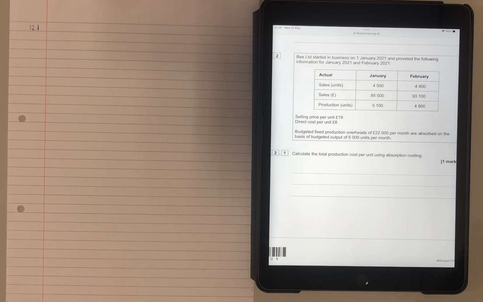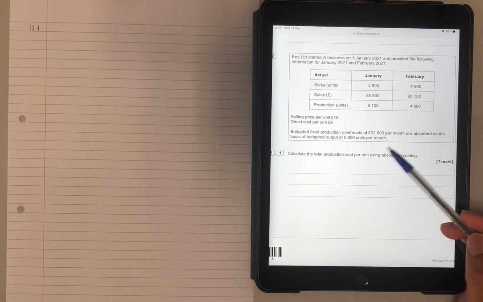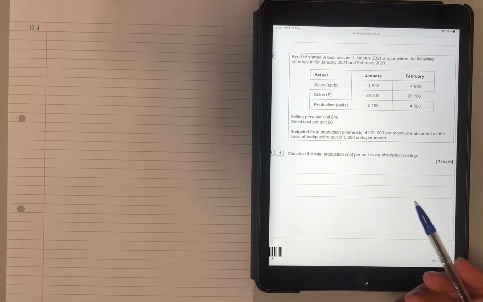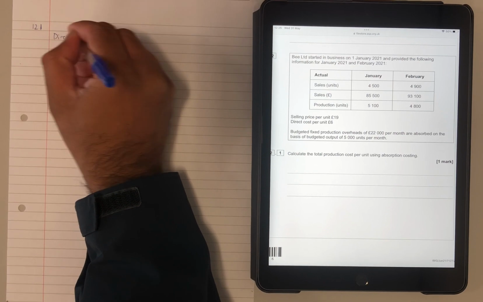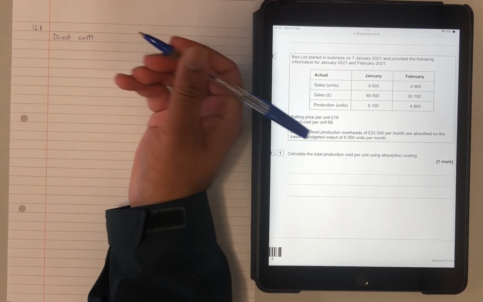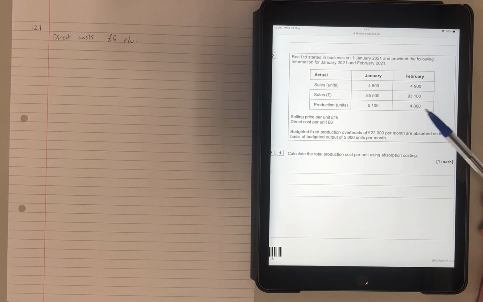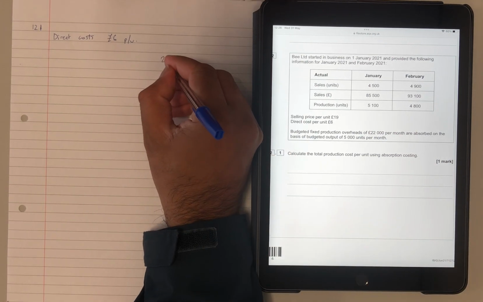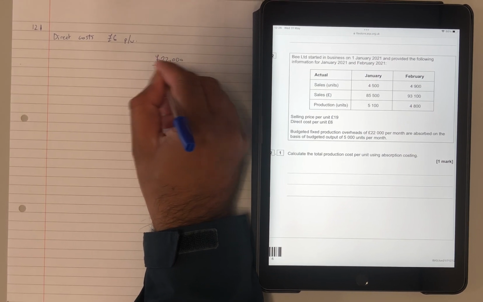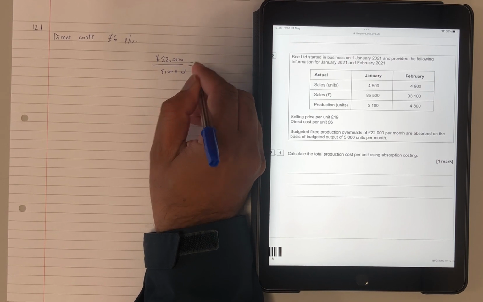Okay, 12.1. Now for this question, it's 1 mark, so there's not a lot to do really. You just go straight into the question and read it, and it says calculate the production cost. Well, if you're going to produce something, you have direct costs, and they are £6 a unit. And then you have overheads, 22,000 divided by 5,000. So if we just write that over here, £22,000 divided by 5,000 units, that gives you, I think it's £4.40.